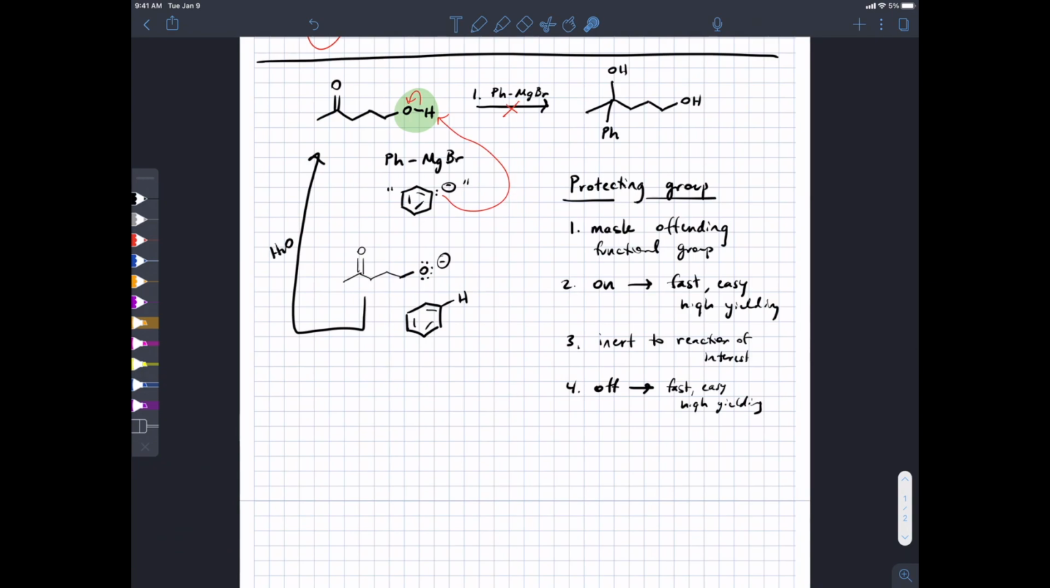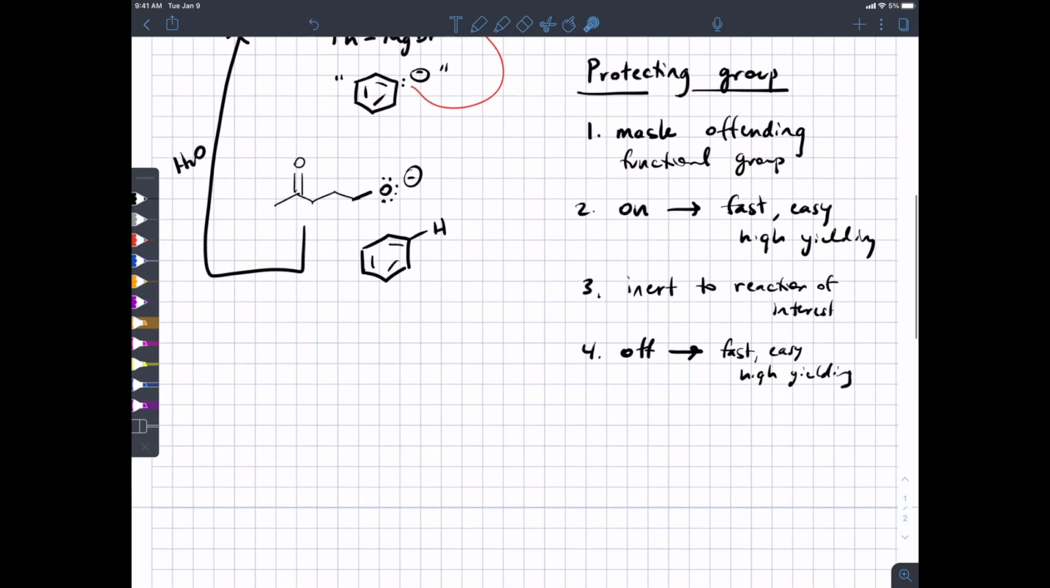There are many protecting groups. There are books and books of protecting groups. We will only encounter a few in this class, but that'll be enough to give you the general strategy. The protecting group for alcohols that we're going to introduce today is called the silyl ether.